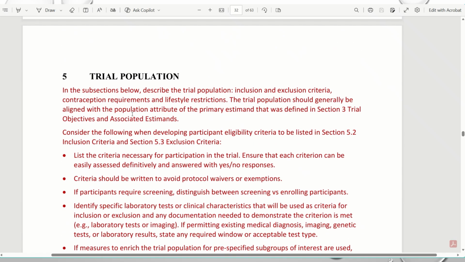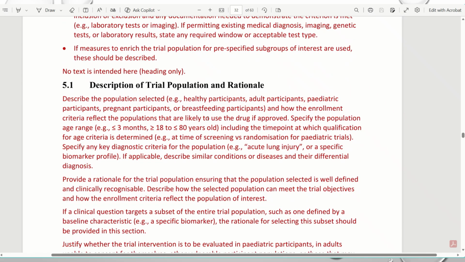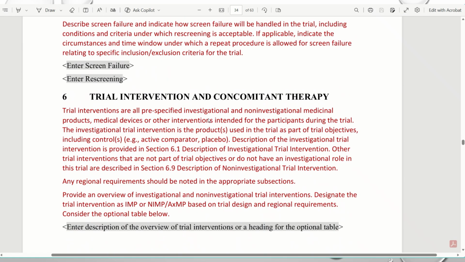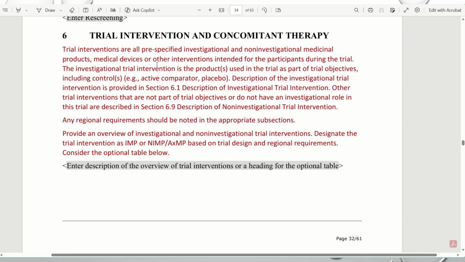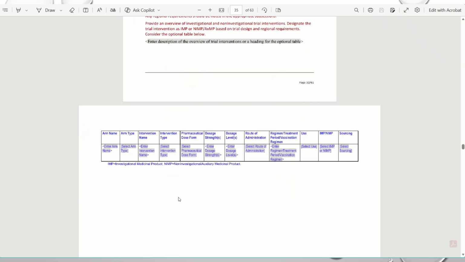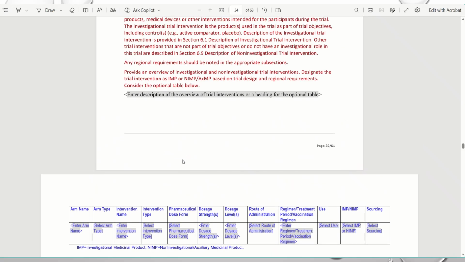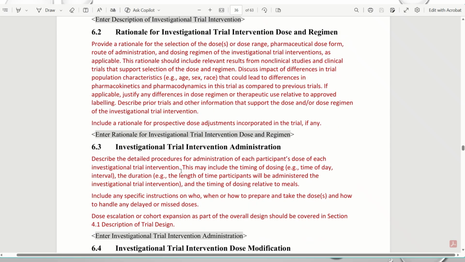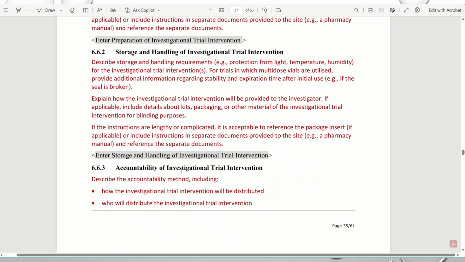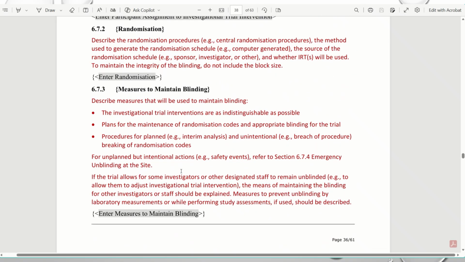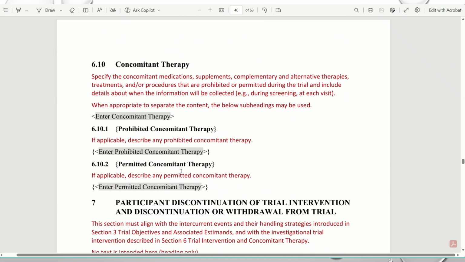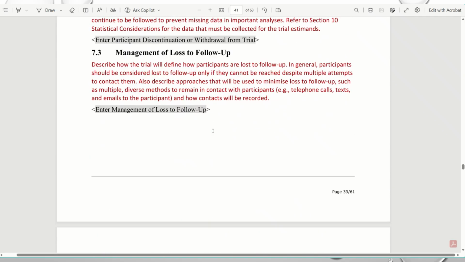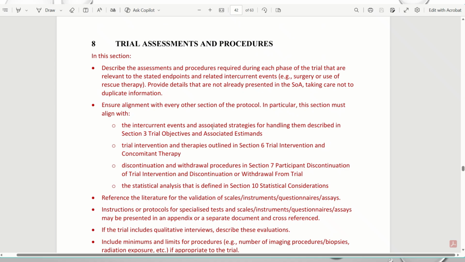The trial population, any eligibility criteria. The intervention itself, what the treatment strategy is, what it consists of. Let's just, oh, and the various different arms. Continuation, discontinuation, withdrawal. I'm just going to, this is just a top level review.